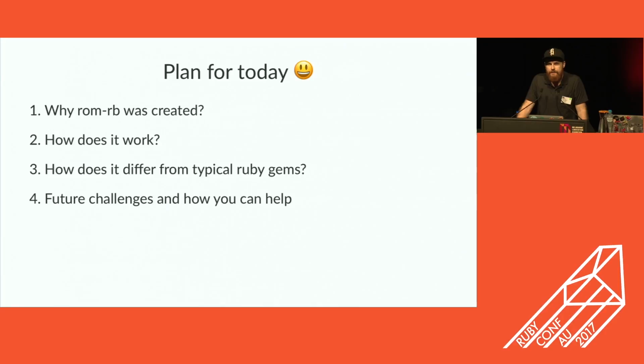So the plan for today is to focus on 4 big topics. The first one is why rom-rb was created, to explain the motivation behind the project. Then I would like to talk about how it works. We're going to take a look at its main components without going too much into details. Then I would like to talk about how it's different from other RubyGems, because rom-rb is quite a unique gem. And I want to talk about its philosophy. And the last part is a short one about future challenges and how you can help.